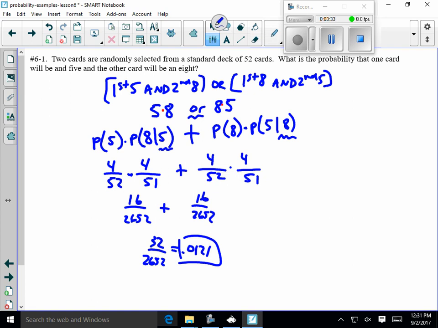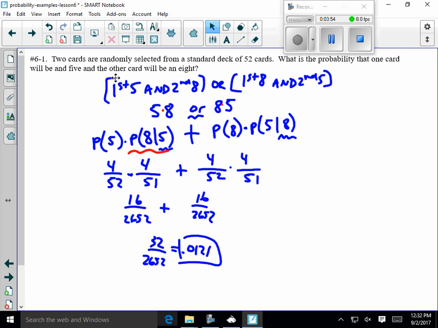But you have to account for both possible orderings if we're talking about that. The reason for that is because the second one is conditional, right? Because the second one's conditional, that computation is different depending on if I got a 5 first or if I get an 8 first, or at least it could potentially be.